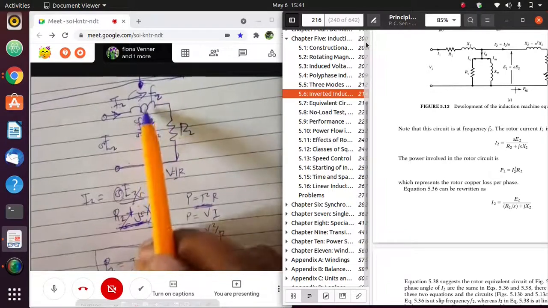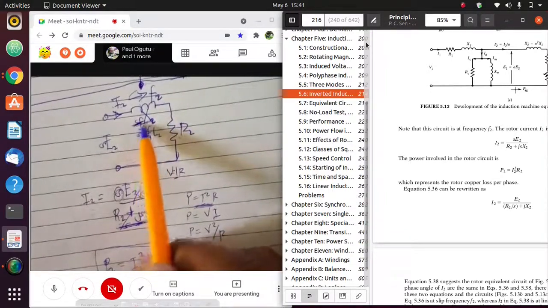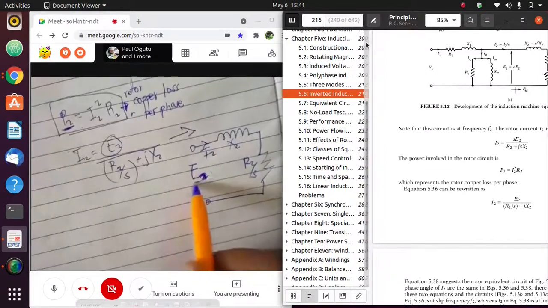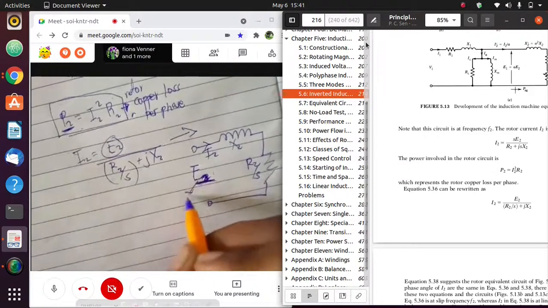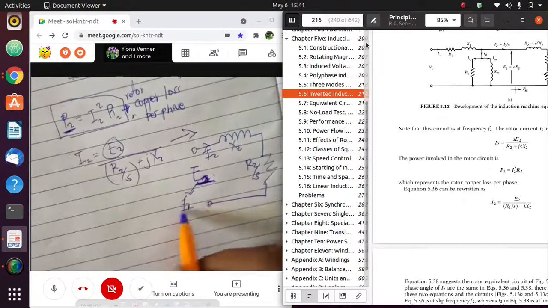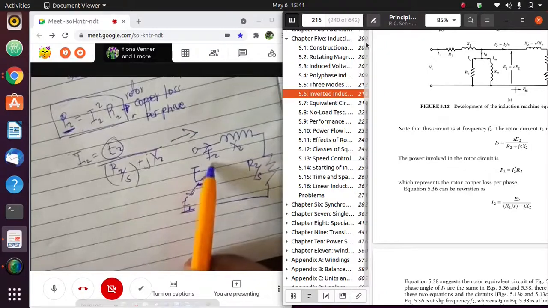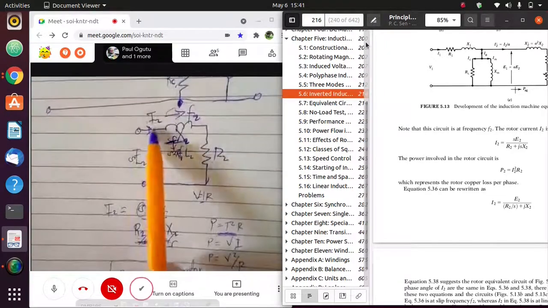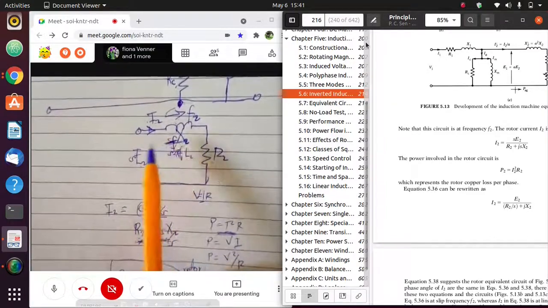Sindio? There is slip in this first circuit. But this current on this other side is at E2. And remember we said that E2 is the induced voltage in the rotor circuit when the rotor is stationary. So it is induced at stator frequency F1. So the current in the second circuit is induced at stator frequency. The current in the first circuit is induced at slip frequency.